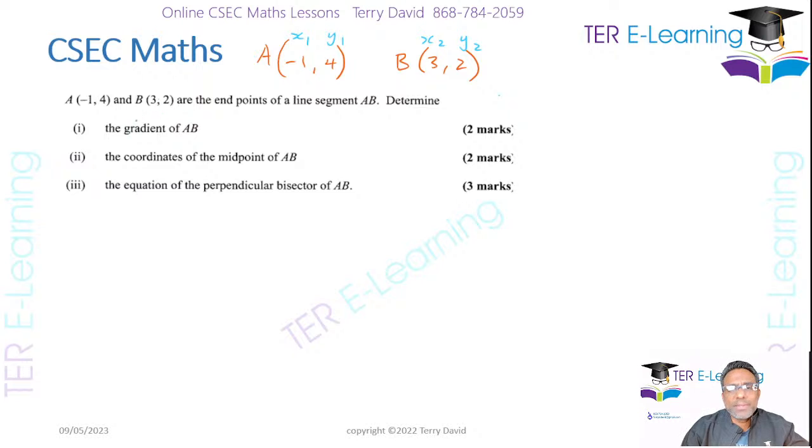So once I label those things here, it's going to be very easy to use the formula to determine my gradient. So check this. Part 1, you want the gradient of AB, right? So the gradient has a formula, which is y2 minus y1 over x2 minus x1. Now guys, you have to learn this formula. It is not given to you in the exam, and I can guarantee you are going to get a question pertaining to this. Every year they bring a question on this.